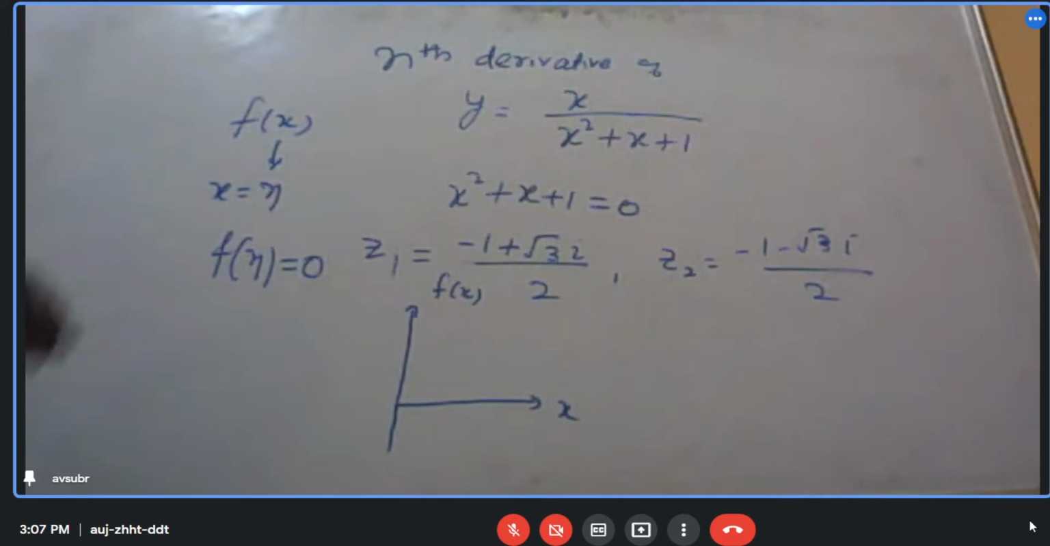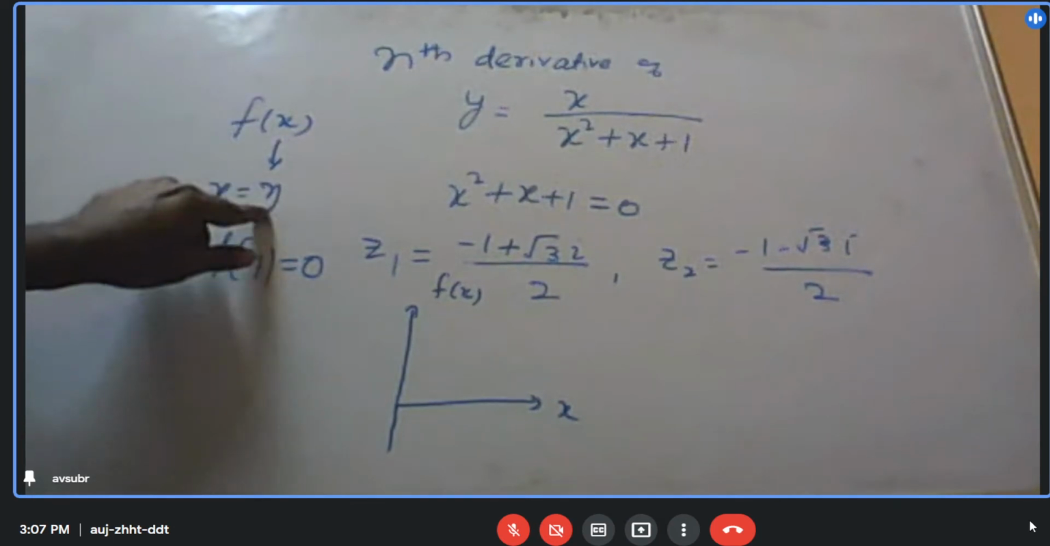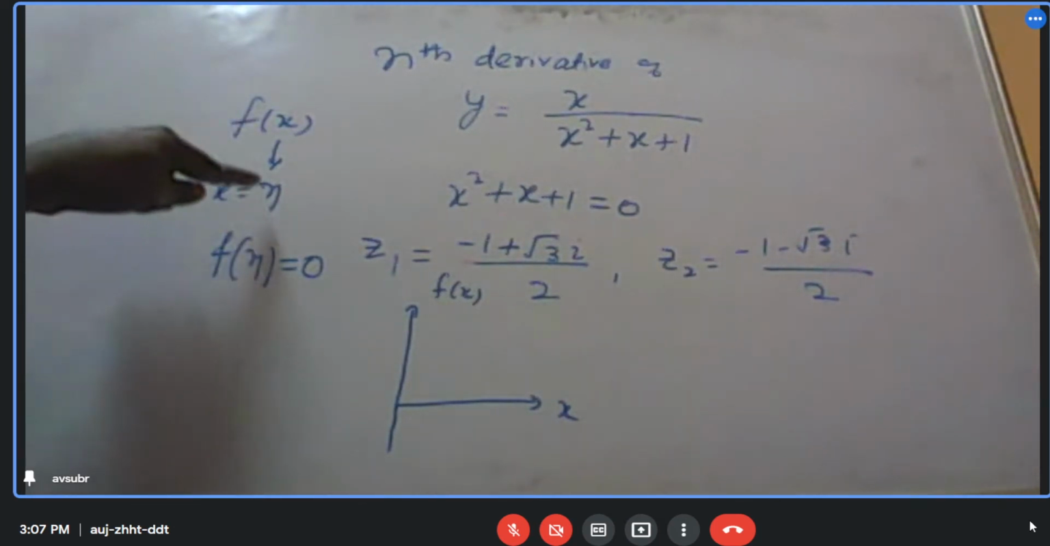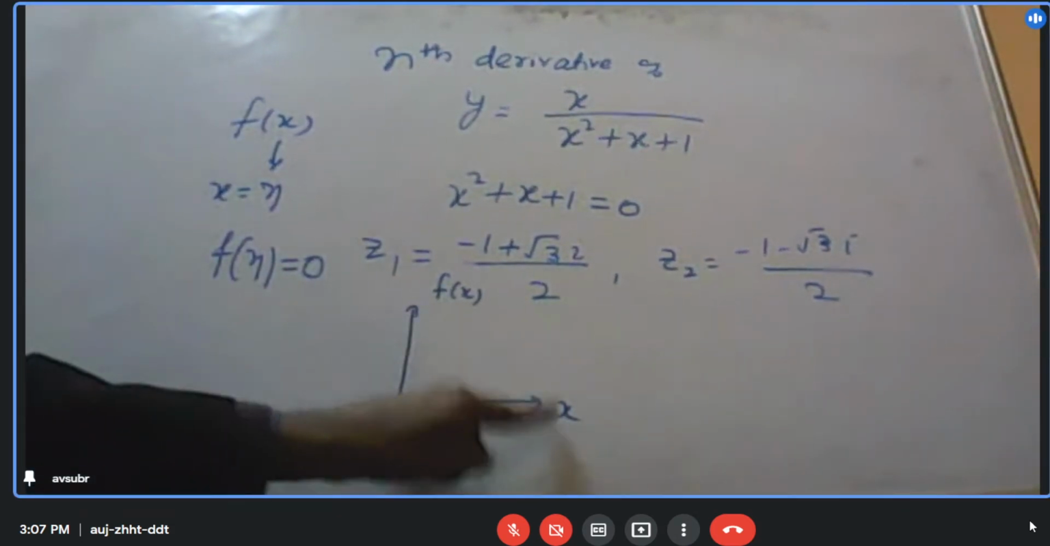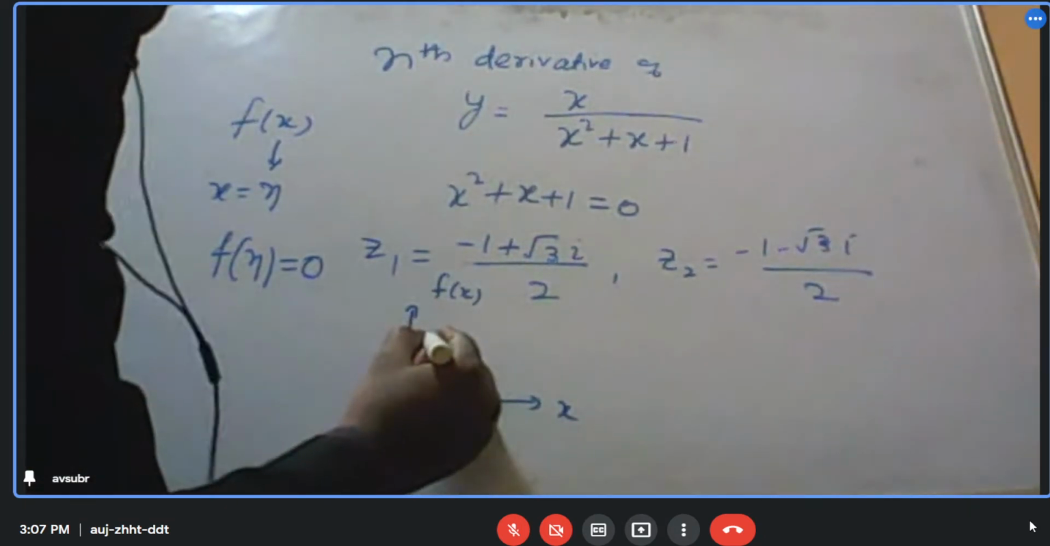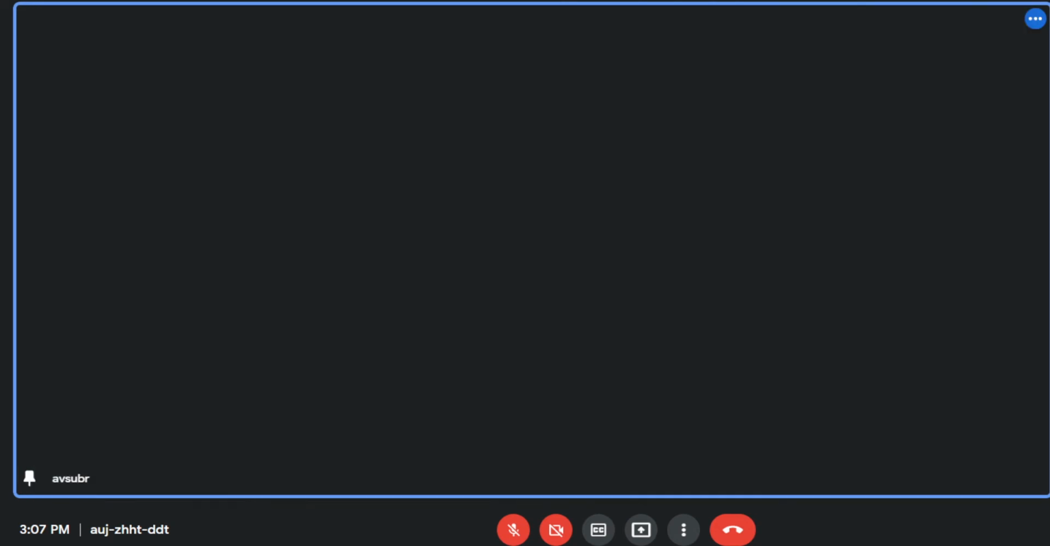It satisfies the equation. It means that for that value of x, let us say that value is eta, the function becomes 0. Understand? So if I have a function and I plot it with respect to x, let us say this is the plot, wherever this function cuts the x-axis, that is your root. Root of the function.